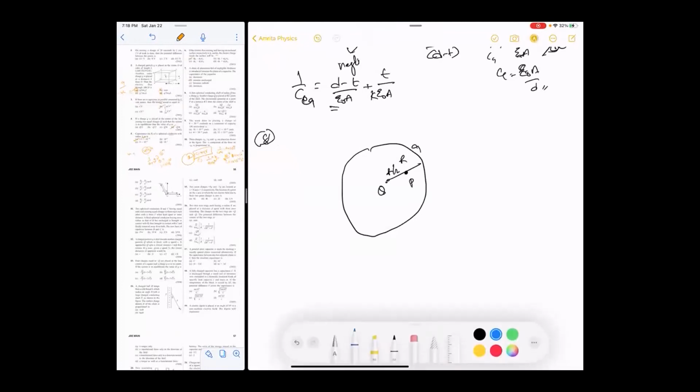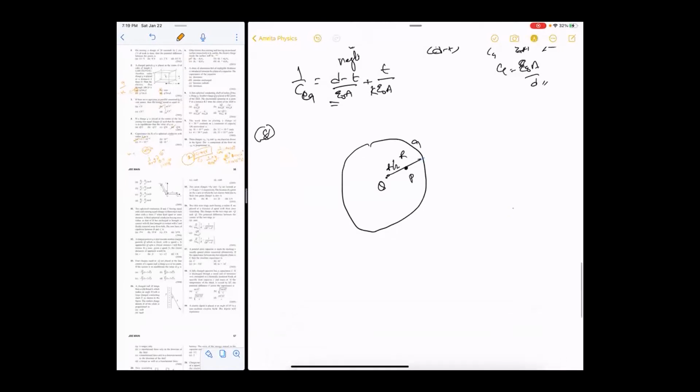Now, how is it going to be done? Potential at P due to the shell is equal to KQ by R. You know this? Potential inside the shell due to the shell is KQ by R. Potential at point P due to the charge q is K q by distance; we have to treat it as a point charge. This will be r/2, so 2Kq by R. So V total at P is the sum of these two: KQ by R plus 2Kq by R.